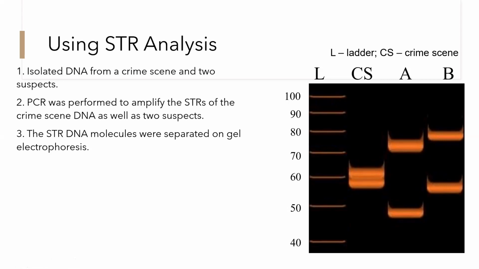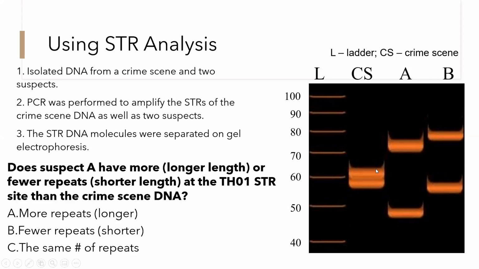The STR DNA molecules are separated on this gel, so that's what we're looking at here. Now we're just going to compare the length to start. Does suspect A have more or fewer repeats at the TH01 STR site than the crime scene DNA? Here's our crime scene DNA. You can see both bands are hanging out at around 60 base pairs. We're going to look at suspect A and then suspect B. So we're thinking longer versus shorter.